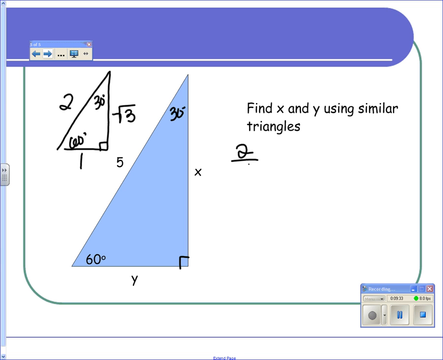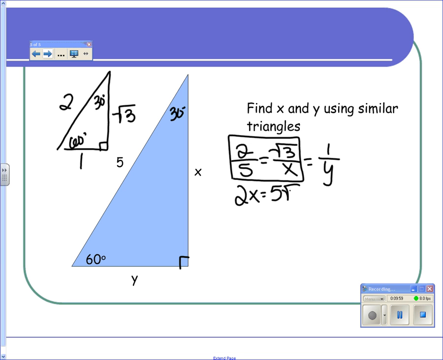Okay, 2 over 5, square root of 3 over x, 1 over y. Y'all see how that works? Any questions there? Okay, so what do I do to solve for x? And I get... any questions on that part? Okay, so what does x equal? You see how that works?